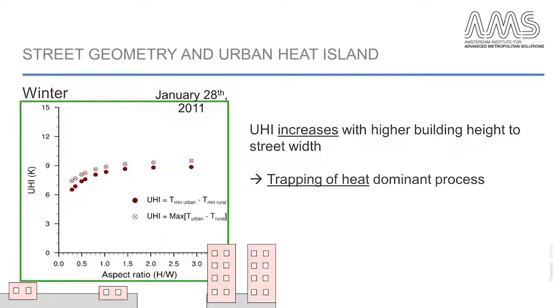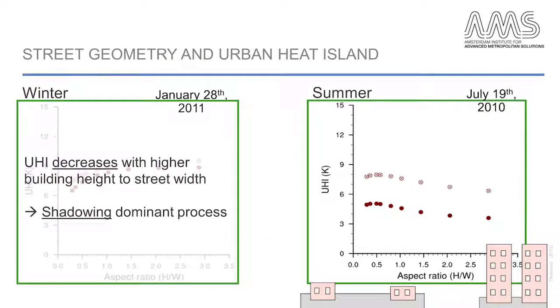For example, in the winter of the mid-latitudes, so cities like New York, Paris or Moscow, there is very little incoming solar radiation. For this reason, the trapping of heat is the dominant process determining the effect of the height-to-width ratio. This means that the urban heat island increases for narrow streets with high buildings. In a mid-latitude summer, we can see that the urban heat island can also decrease if we have a larger height-to-width ratio of the streets. This means that during this time, the shadowing effect is the dominant process.